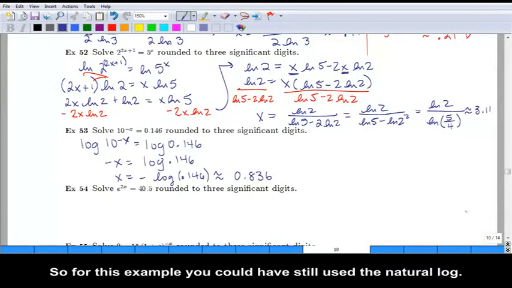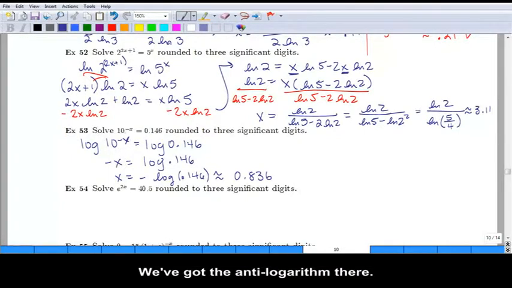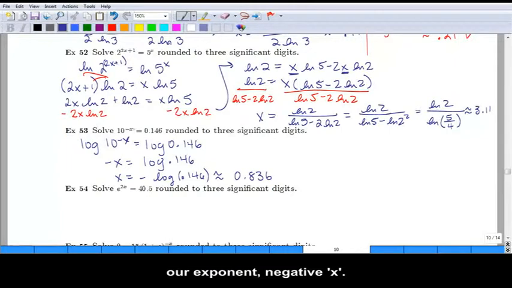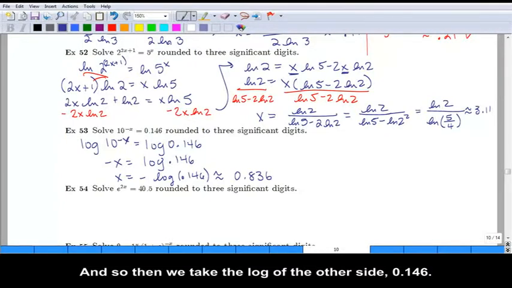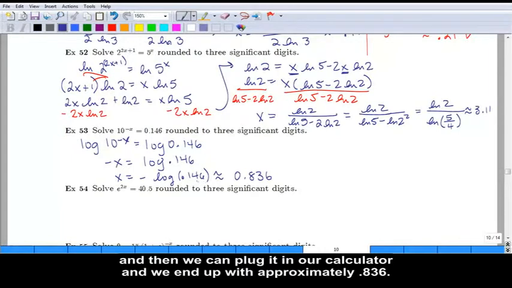So for this example, you could have still used the natural log. I chose instead to use log base 10, the common logarithm, because it's a base 10. We've got the anti-logarithm there. And so that's automatically, log of 10 is automatically going to give us our exponent negative x. And so then we take the log of the other side, 0.146. So then all we have to do is multiply both sides by -1, and then we can plug it in our calculator, and you end up with approximately 0.836.